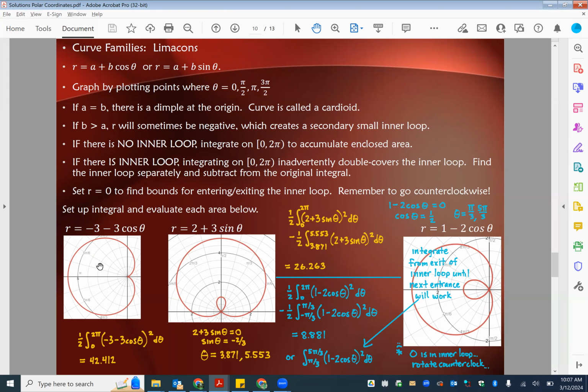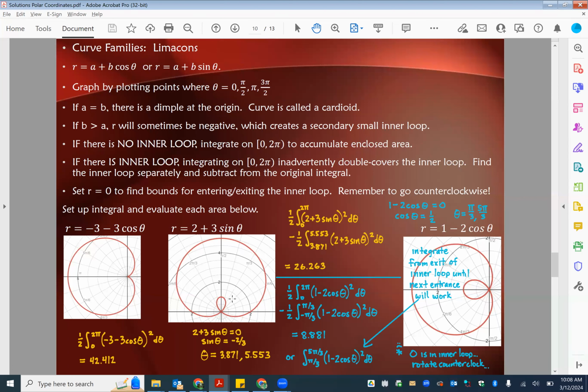First example, bottom left. This one does not have an inner loop, so it's fairly straightforward. I simply integrate 0 to 2 pi, 1/2 r squared d theta. I threw it into NIntegrate to get an answer there.